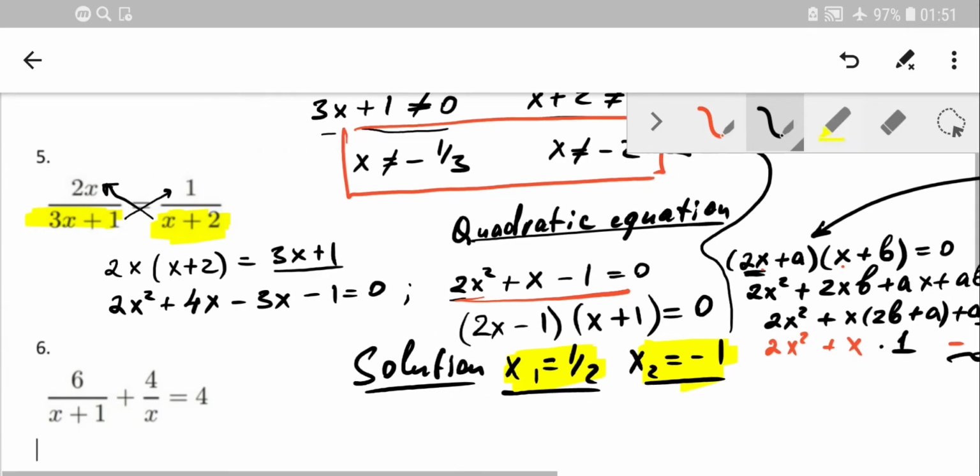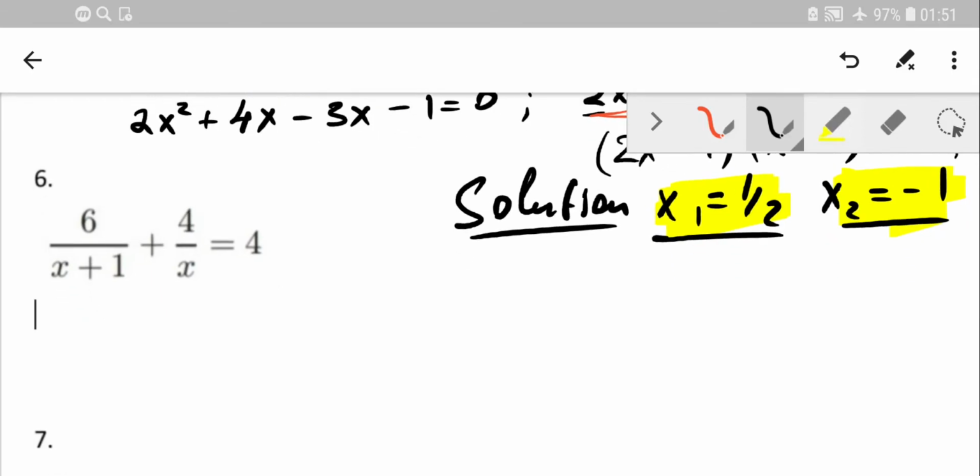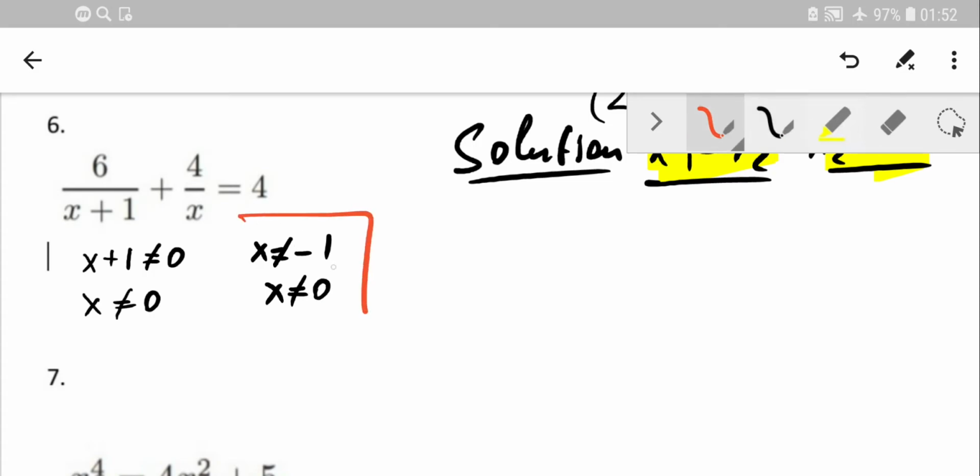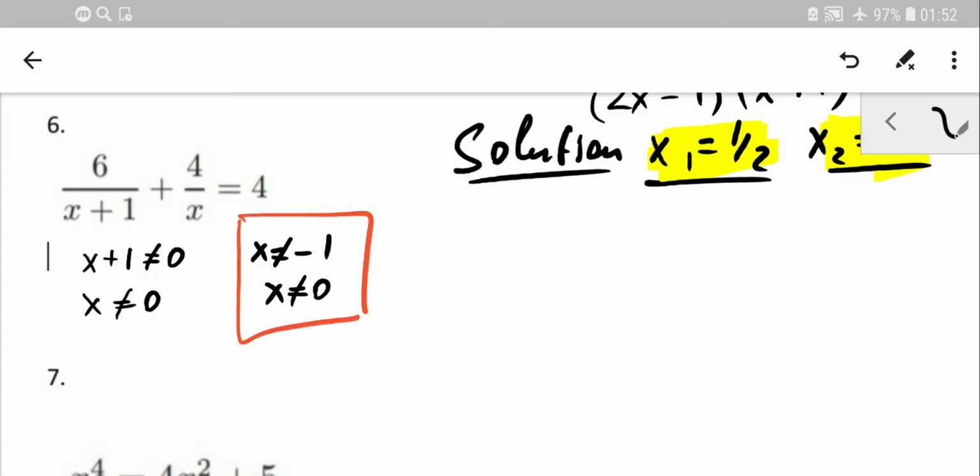All right, let's get to the next one. Exercise 6 here. Okay, so we have two fractions and the sum of them is equal to 4. Again, we need to say that x plus 1 should not be 0 and x is not 0. So from where we can find that x is not -1 and x is not 0. That's our conditions, and later on we need to check our solutions.